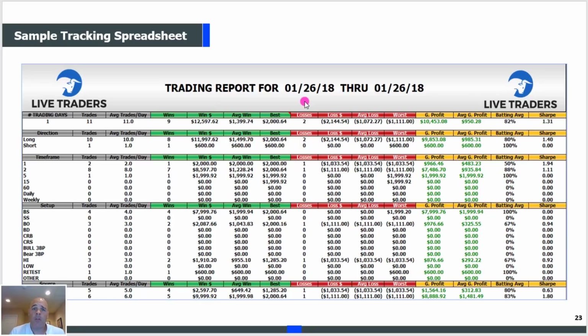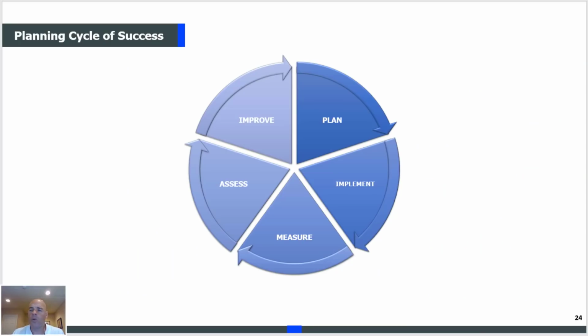Are you reading a trading book? Do you have a trading buddy? Are you doing continuing education? Are you studying your charts? Do you have a trade tracking spreadsheet? Basically, it comes down to this. Are you doing this? Plan. Implement the plan. Measure the plan. Make an assessment and improve upon it.